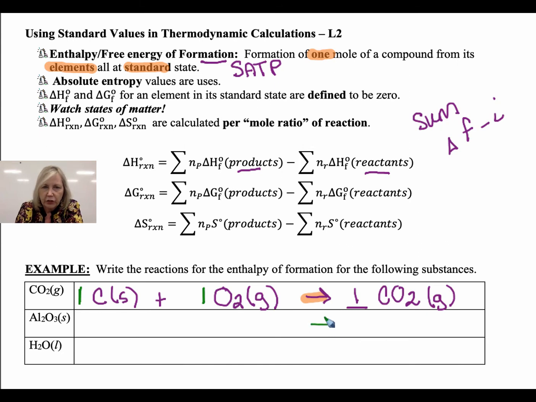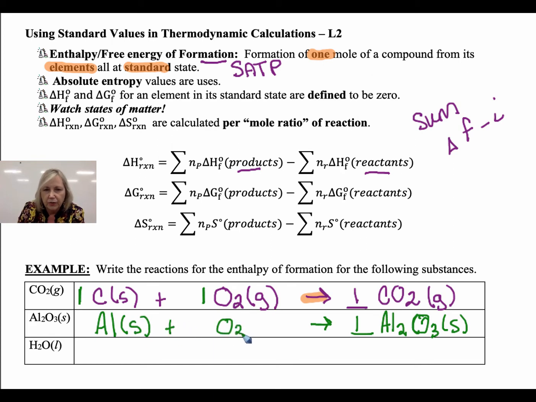Let's try these next two, and then we'll talk about entropy. So I want to form aluminum oxide. That's a solid, and I want to form those. I need to form 1 mole from the elements. We want to make this from its elements, so aluminum. Aluminum is a solid at standard ambient temperature and pressure, and oxygen, which is a diatomic gas at standard ambient temperature and pressure. And now we have to balance that.